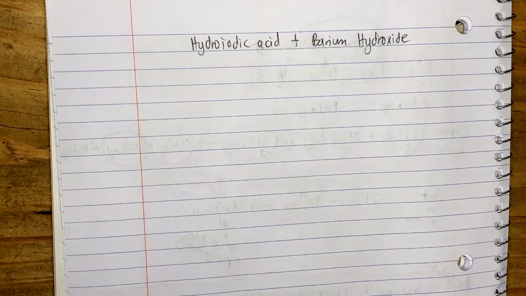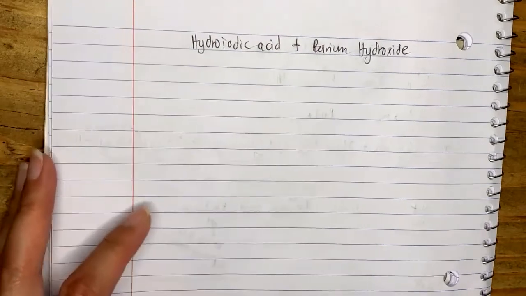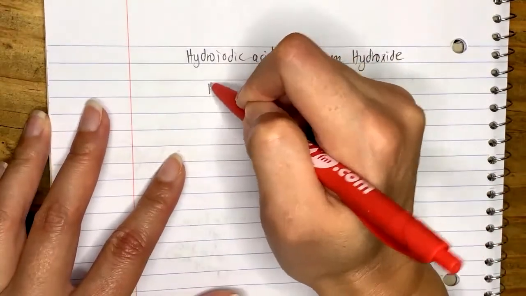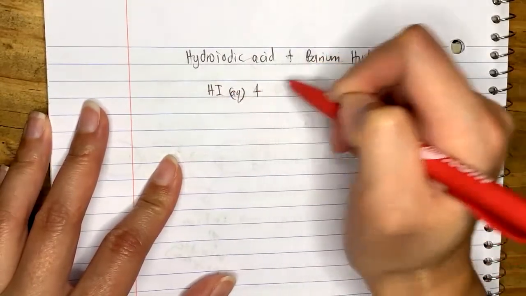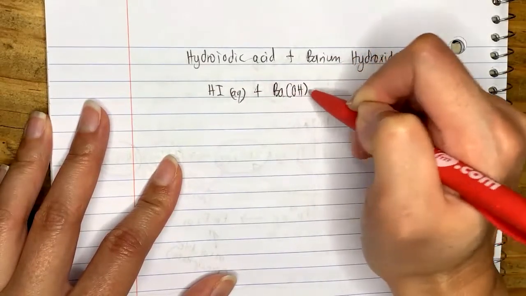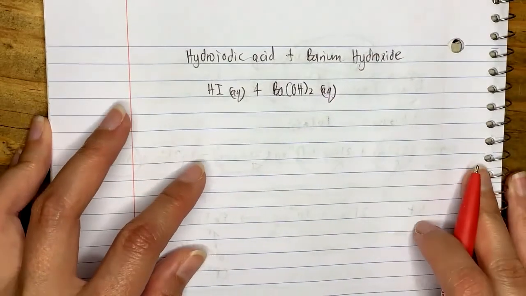Hydroiodic acid. Hydroiodic acid over here is basically a binary acid. It's hydro-ic acid, remember? So this one is going to be HI. And then barium hydroxide is Ba(OH)2. So you need to know that part.